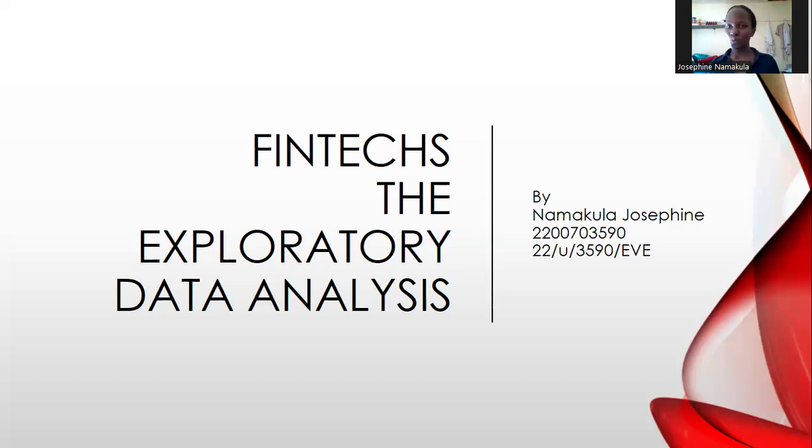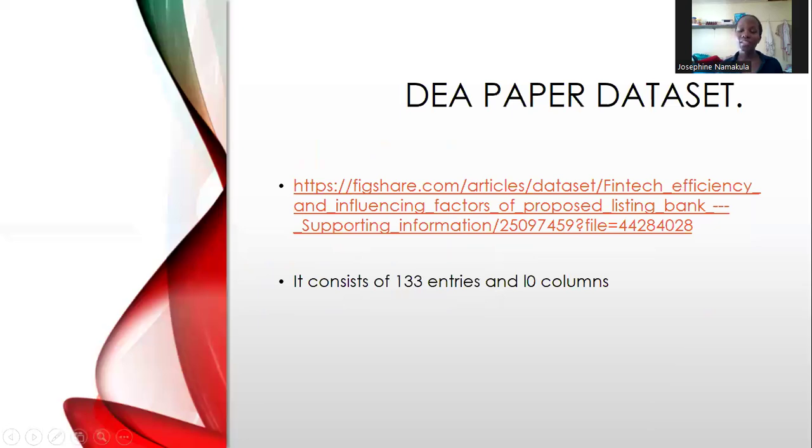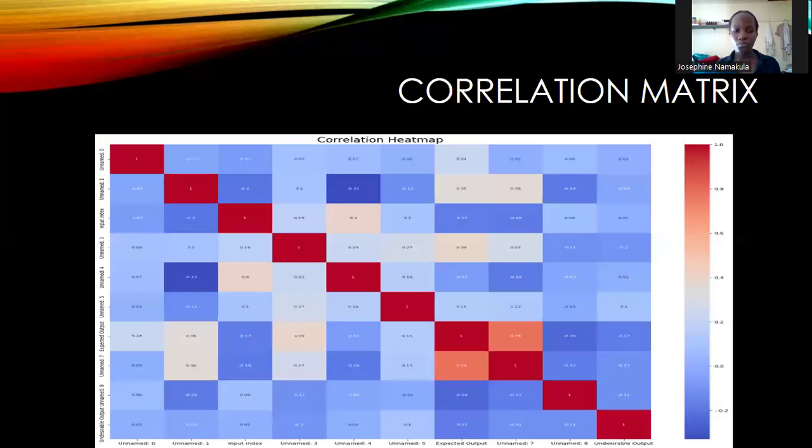So you can ask yourself, okay, what are they? Some fintech companies include robo-advisors, payment apps, peer-to-peer lending apps, investment apps, and crypto apps, among others. When I go to the next slide, I find the dataset, which is called the data paper dataset. That is the name of the dataset. When I go to the next slide, I find a correlation matrix.